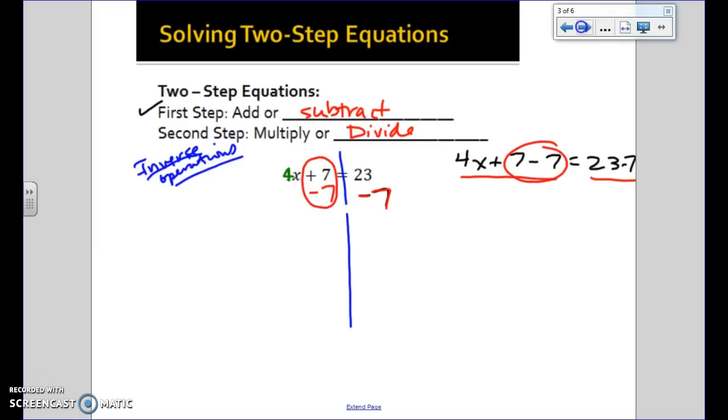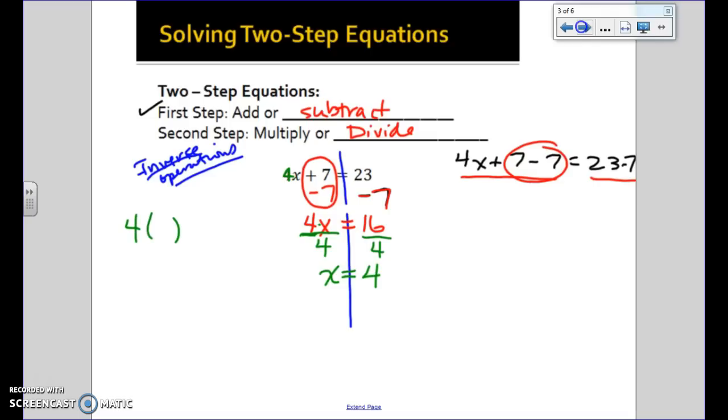Or if you are doing it up and down, that's where the 0 comes from, and all that's left is the 4x. And on the right-hand side, if I have 23 constants and I take away 7 constants, I have 16 constants. I still have a problem because I have this 4 still stuck with this x. Now I've turned this equation into a one-step equation. The inverse of multiplication is division. So I'm going to divide both sides of the equation by 4. x equals 4.